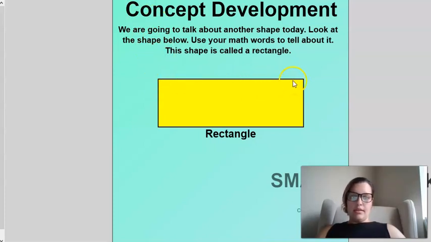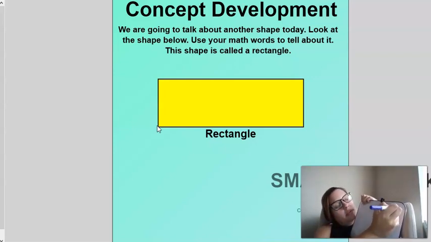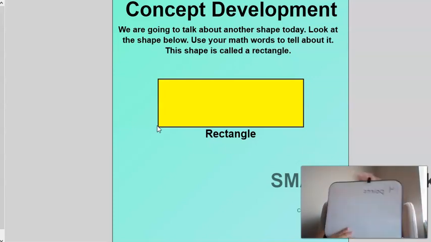1, 2, 3, 4. We have 4 points or corners. I'm going to write that on our whiteboard here. 4 points. Okay?